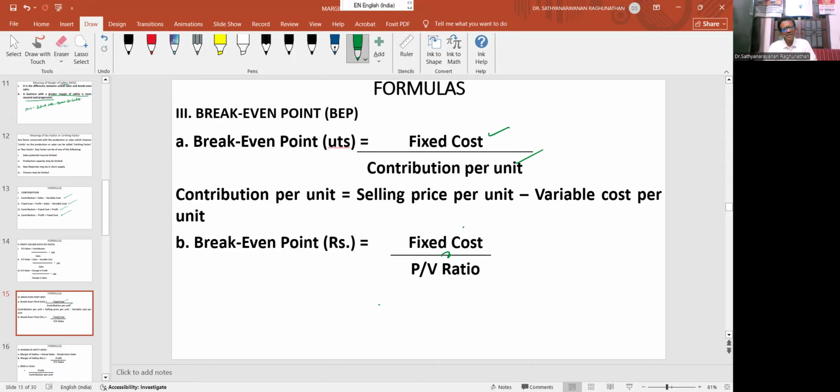If you want to calculate the break-even point in rupees, that is in values, the formula here is fixed cost divided by PV ratio. So there are two different formulas for calculating the break-even point. One, in terms of units: fixed cost divided by contribution per unit, where contribution per unit is selling price per unit minus variable cost per unit. Break-even point in rupees is fixed cost divided by PV ratio. Please take a screenshot of this.